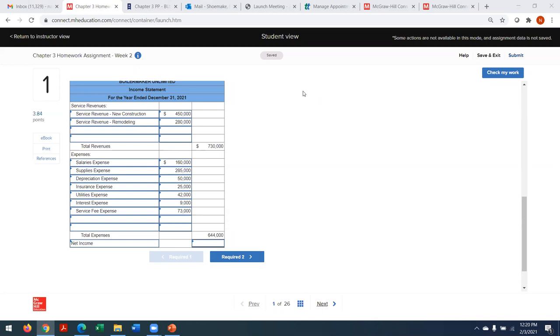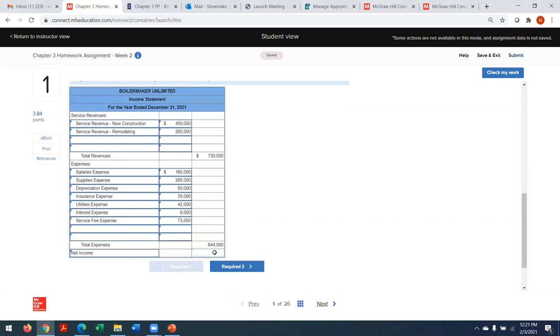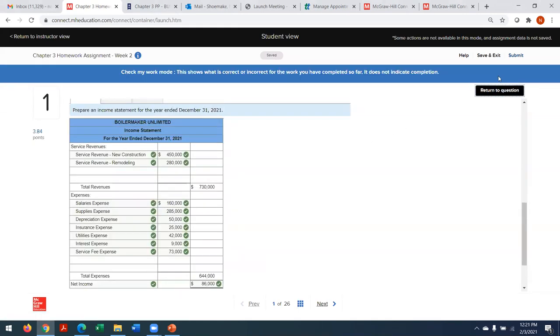The revenue will always have the word revenue. The expenses will always have the title expense after them. 730 minus 644 should be 86,000. Thank you. So let's check our work. And we have it. Don't forget to show net income.